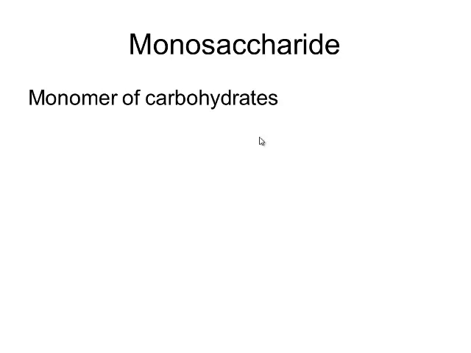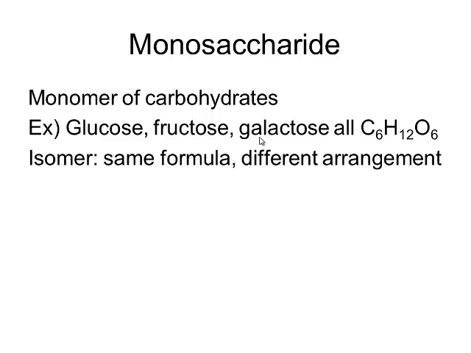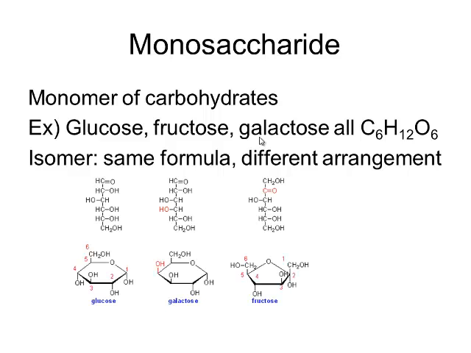This is the monomer of carbohydrate, as we talked about in the last unit. So here are some examples: glucose, fructose, and galactose. All of their formulas are actually C6H12O6, which is twice as many hydrogens as carbon and oxygen. However, they're considered isomers, which means they have the same formula. The only differentiation is how they are actually arranged. And if you look at these examples, you can see it.